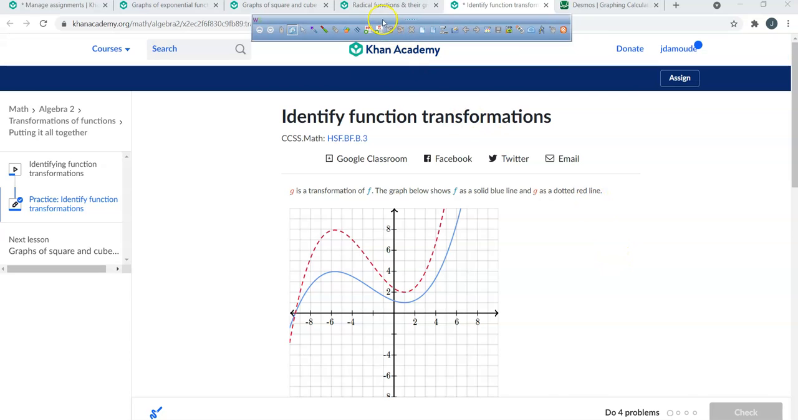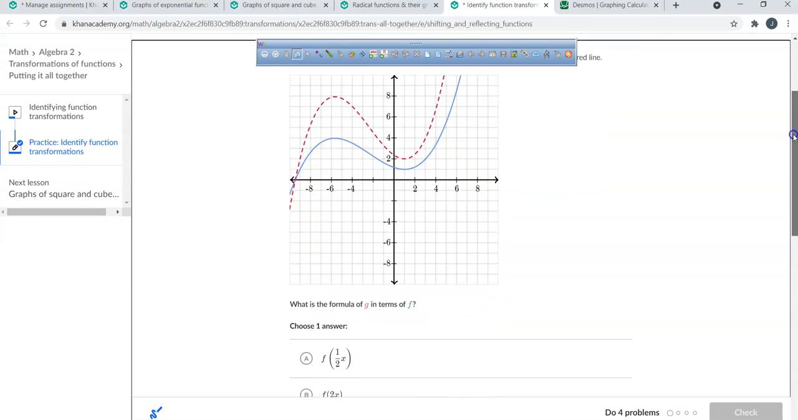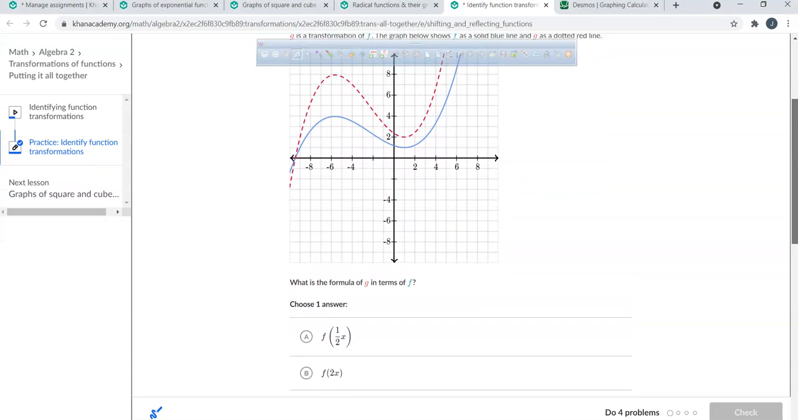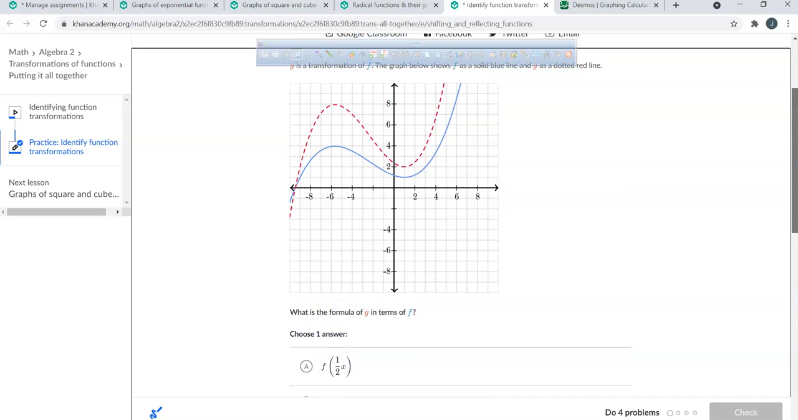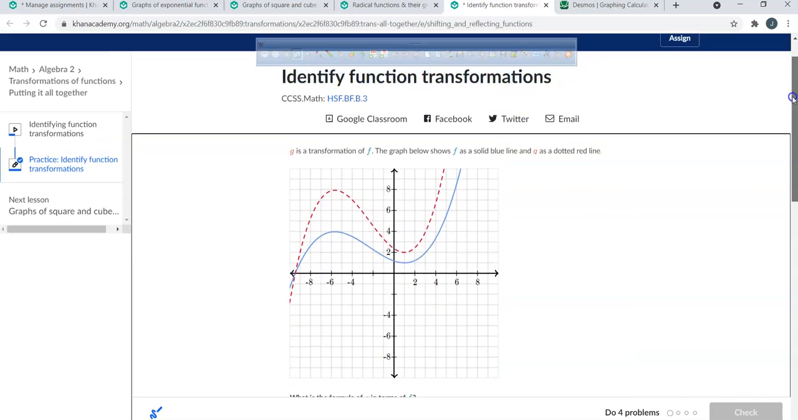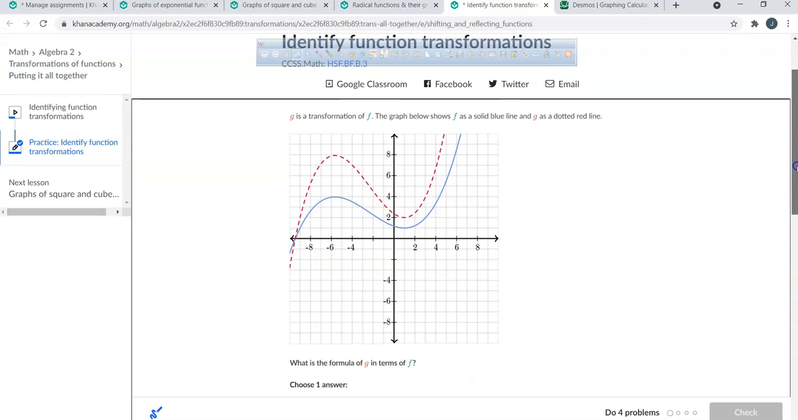We're gonna be talking about identity function transformations. All right. So we got this funky looking graph right here, and what we have to do is figure out what is going on here. It says, what is the formula of g in terms of f? G in terms of f. So it says f is the blue line, g is the dotted line. So what is the formula of g in terms of f?